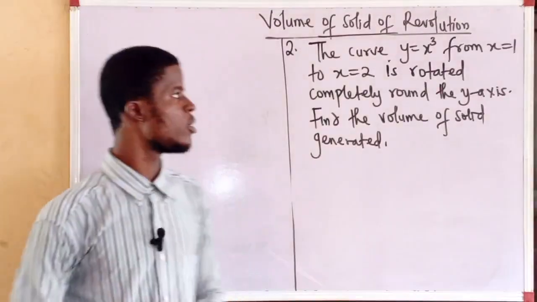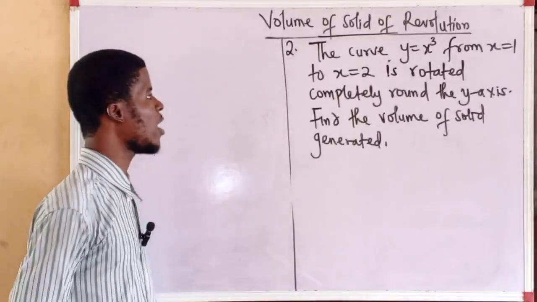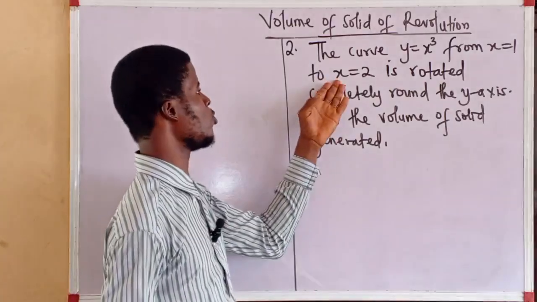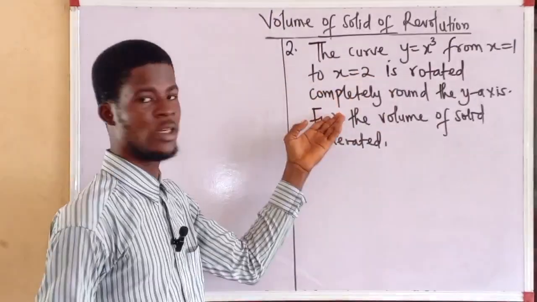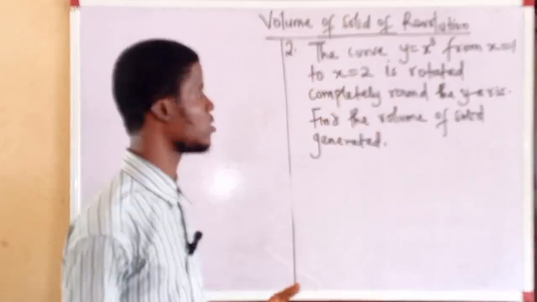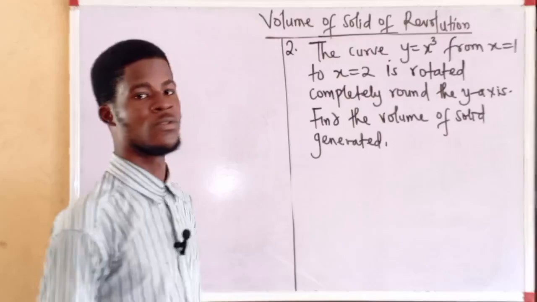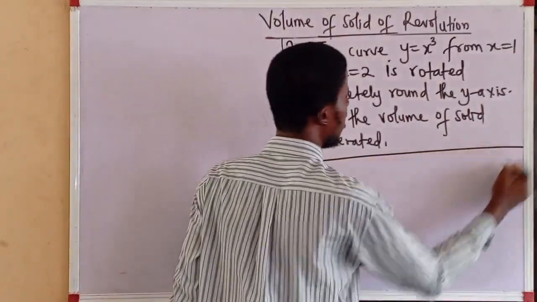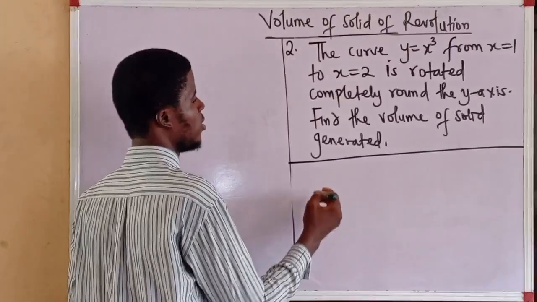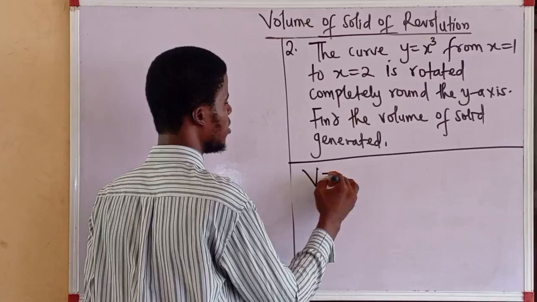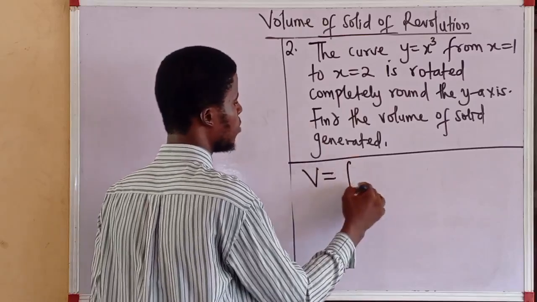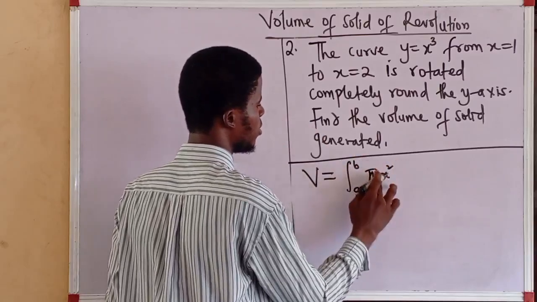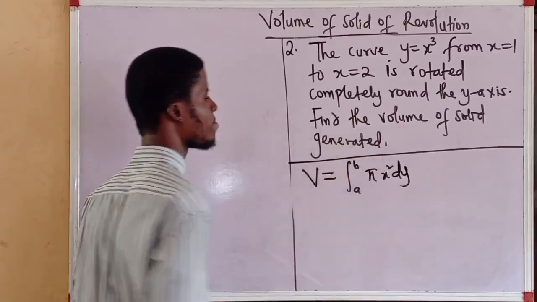The second question says, the curve y equal to x cubed from x equal to 1 to x equal to 2 is rotated completely around the y-axis. We have to find the volume of solid generated. When the curve is rotated around the y-axis, the volume of solid generated is the integral from a to b of pi x squared dy.